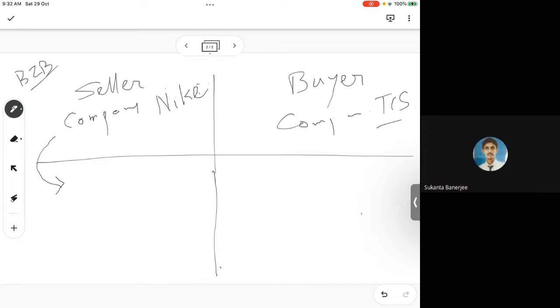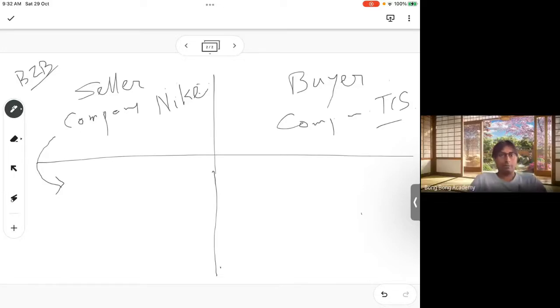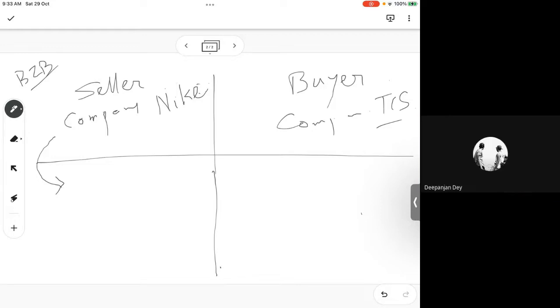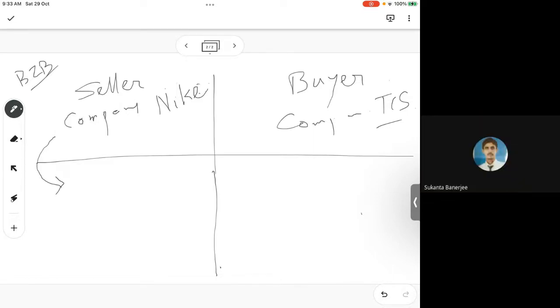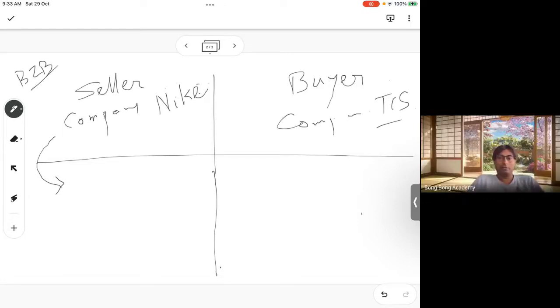Let's forget about your role and responsibility as an admin or developer. Let's again come back to the deal. I am selling 200 caps and 200 shoes to TCS. Nike is selling to TCS. Who is using Salesforce? Nike, sir. Nike is not a person, right? Who will log in? That is the question I'm asking.